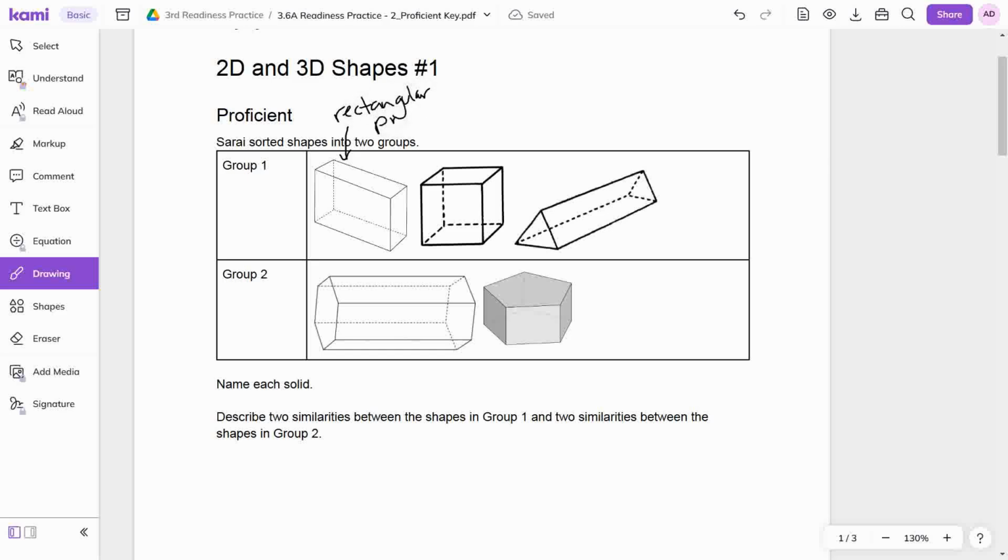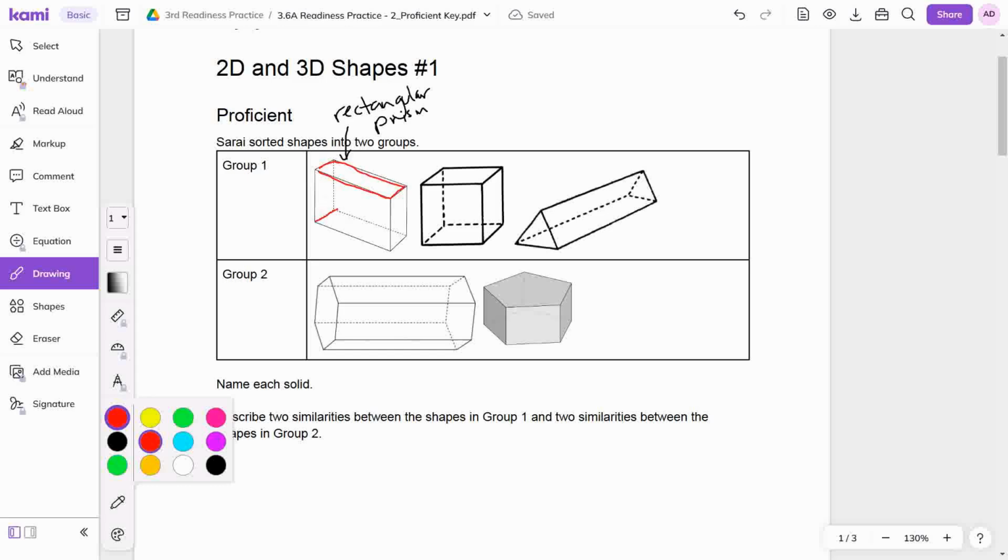And I know it's a rectangular prism because I can look at the two polygons that sit across from each other, and I describe their shape. Right? So these are two rectangles that sit across from each other. They're connected by rectangles themselves, and so that is a rectangular prism.